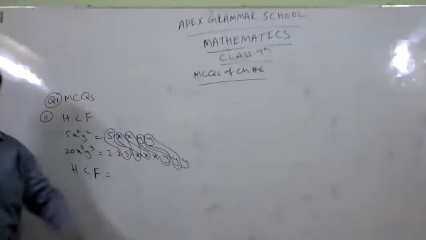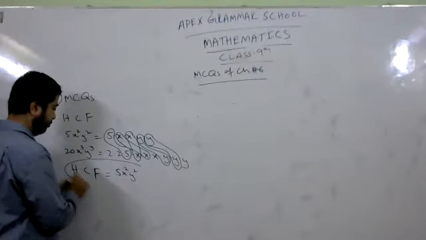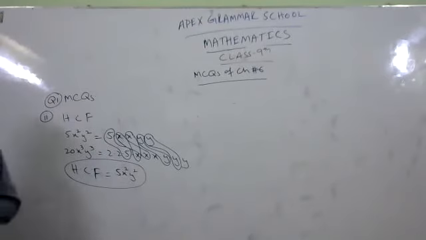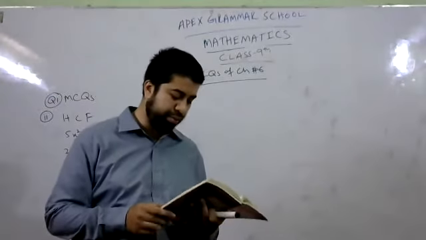So 5x²y² is the HCF of this part. So the correct option is 5x²y², the very first option.